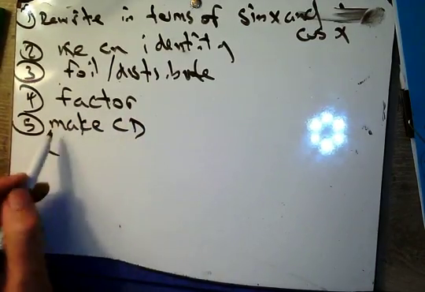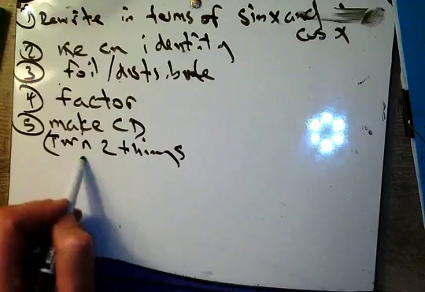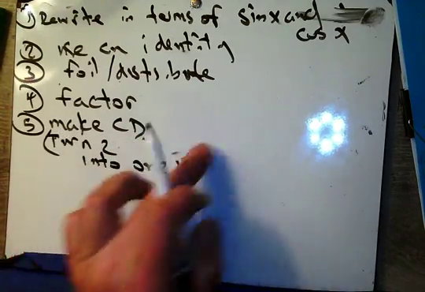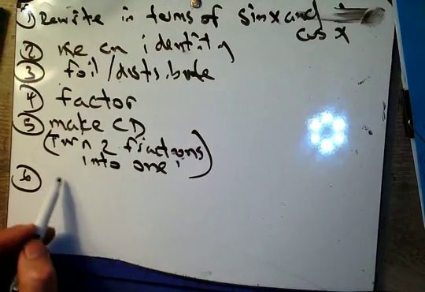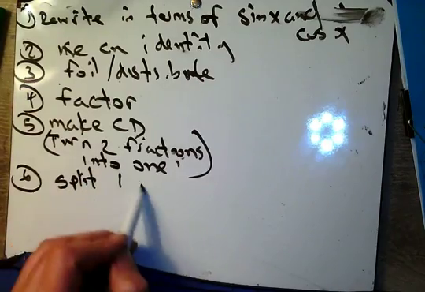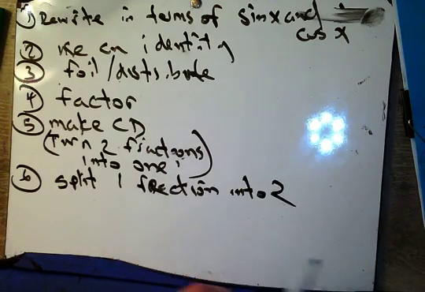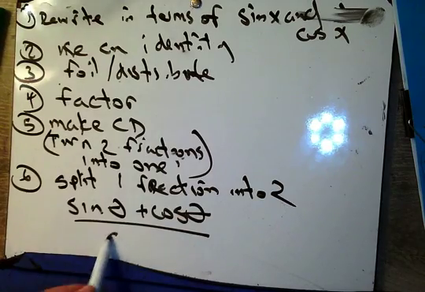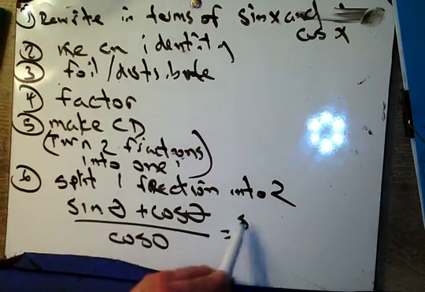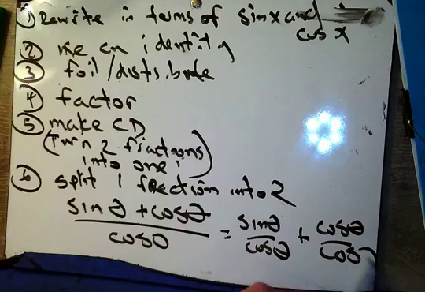This is something I'm going to do when I'm looking to turn 2 things into 1. And instead of things, let's say fractions. And of course, its inverse, split 1 fraction into 2. So, if you have something like sine theta plus cosine theta over cosine theta, you can split that into 2 fractions, sine theta over cosine theta plus cosine theta over cosine theta. And that'll be tangent, and that'll be 1, you get tangent plus 1.